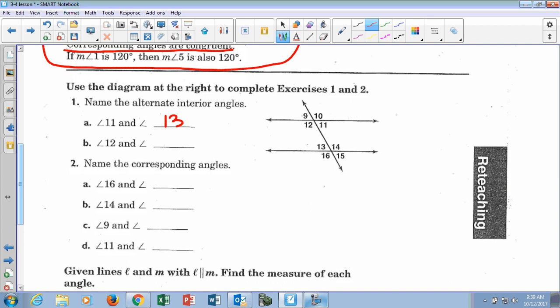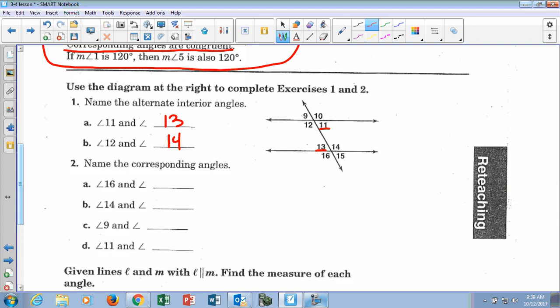Opposite the transversal, and it's inside the two lines, right? Interior. Just try to think about what those words mean. So what should be the alternate interior for angle 12? Right, angle 14. Very good.